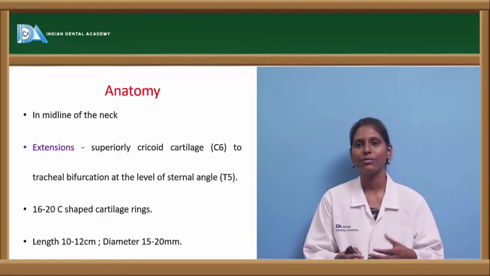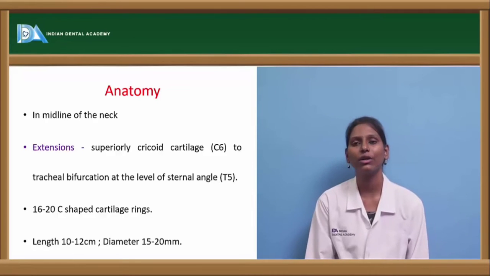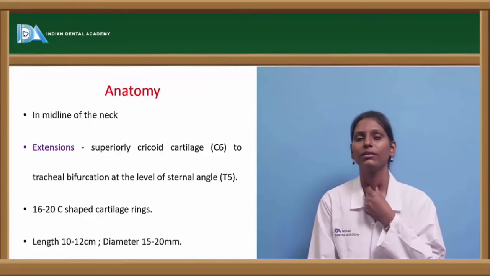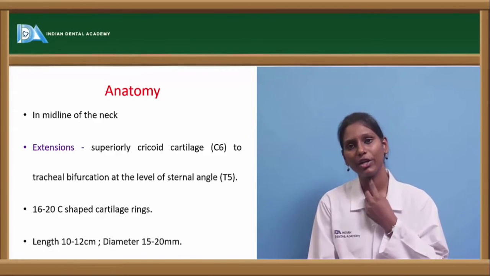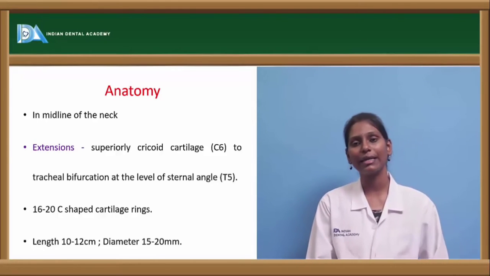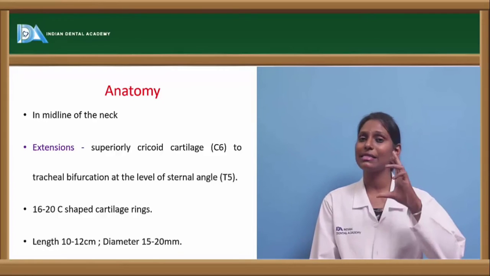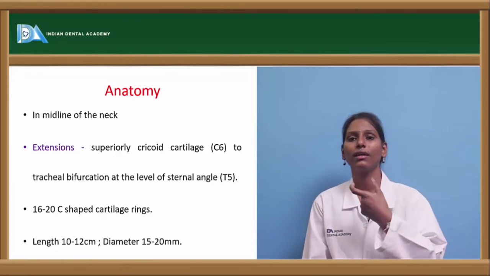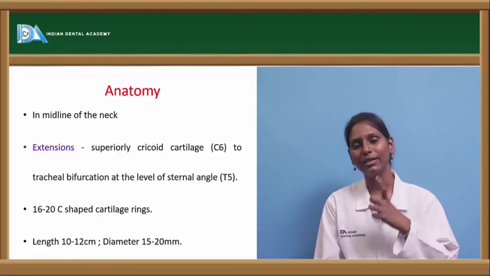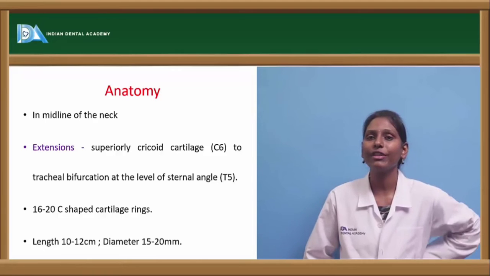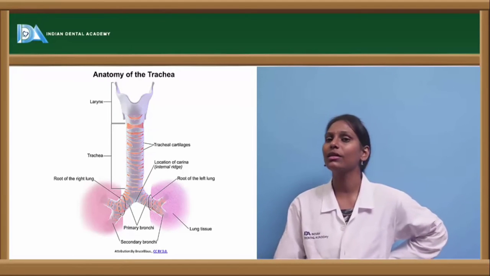Before going into tracheostomy, I'll just deal with a small bit of anatomy. Normally, the trachea is present in the midline of the neck. The extensions are from the inferior border of thyroid cartilage at C6 to the tracheal bifurcation at the level of the sternal angle, that is your T5. Normally, C-shaped cartilaginous rings are present in the trachea, usually like this. They are about 16 to 20 in number. The length is 10 to 12 centimeters and the diameter is about 15 to 20 millimeters.